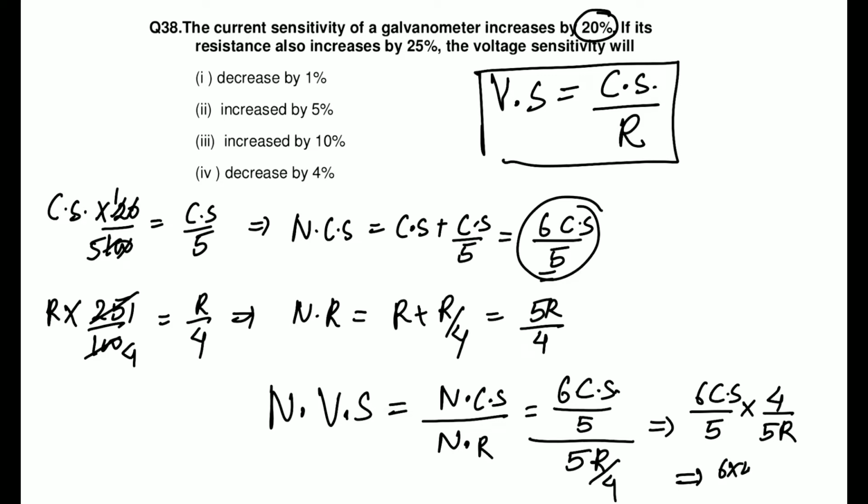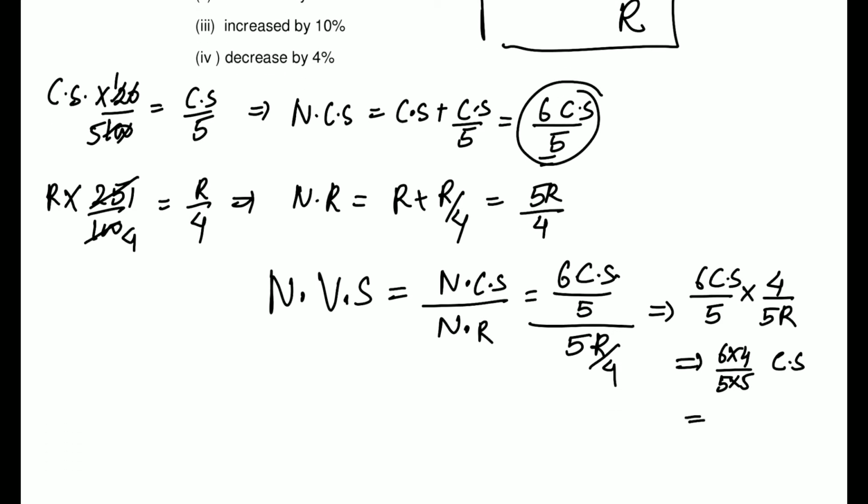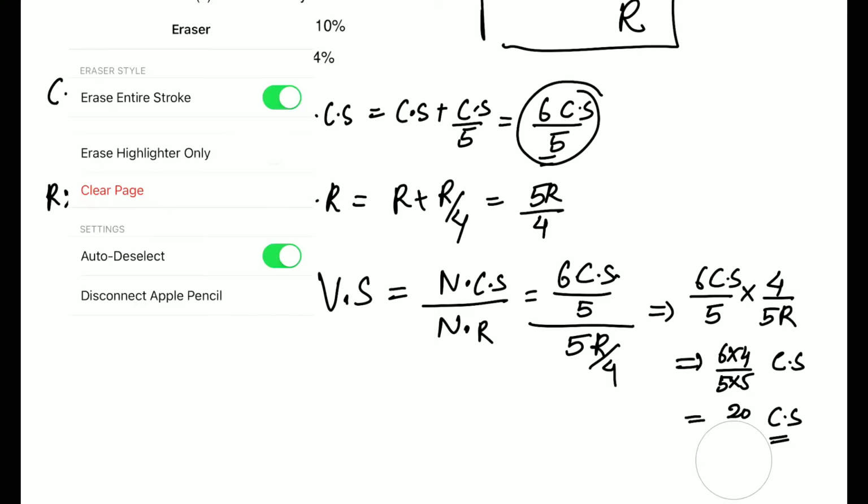So this will be entirely 6 into 4 multiplied by 5 into 5 times the old one, or I can simply say the old current sensitivity, right? So this is 6 for the 20, this is 25. 20 upon 25 times current sensitivity. Is that a yes or no? Yes. Okay, great. Sorry, 6 fours are 24, right? It's not 20. I'm really sorry.